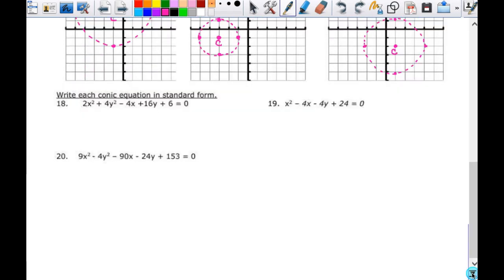All right, so now I'm going to write, it says write each conic in standard form. So it doesn't tell you which one it is. You need to know that, plus you kind of figure it out as you go along with your work.